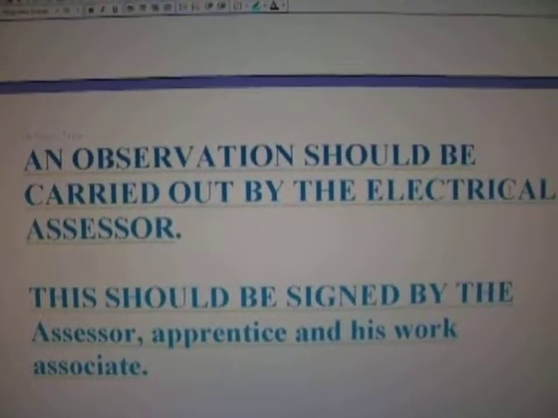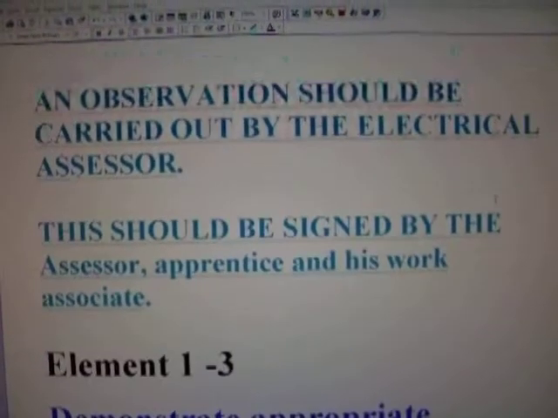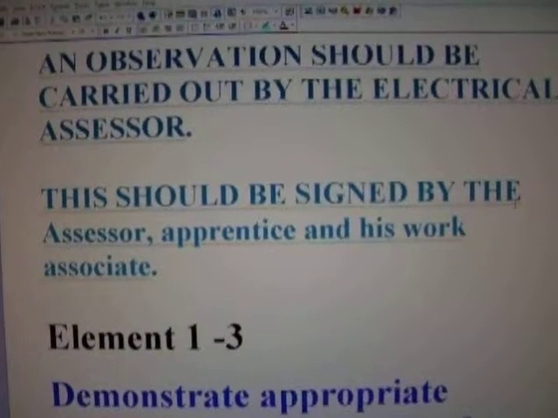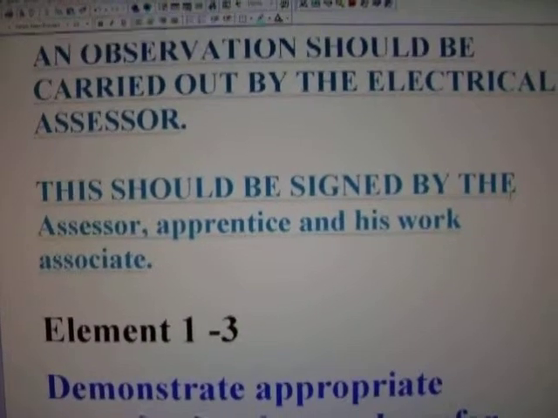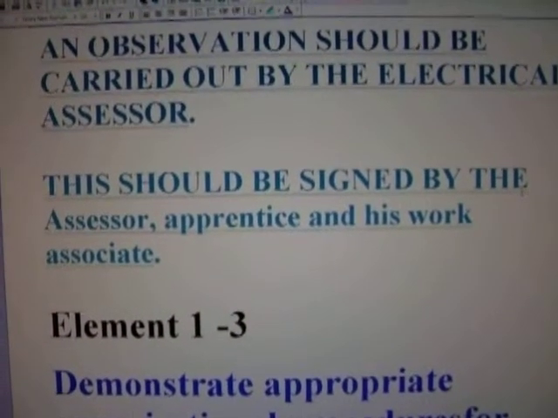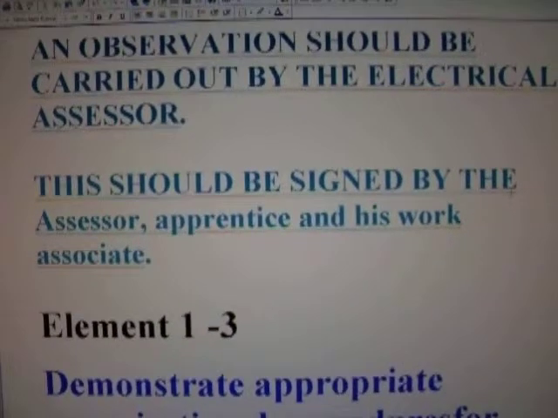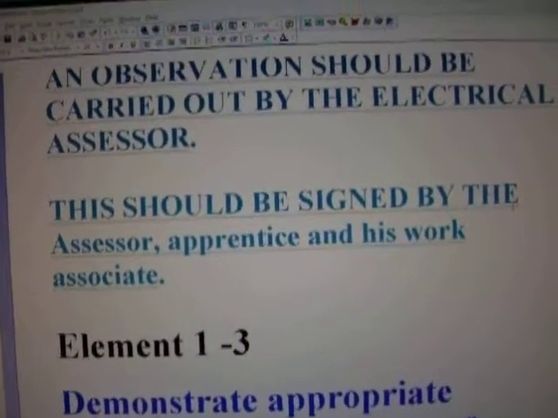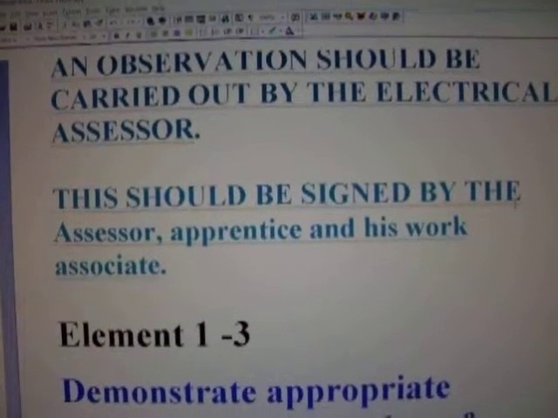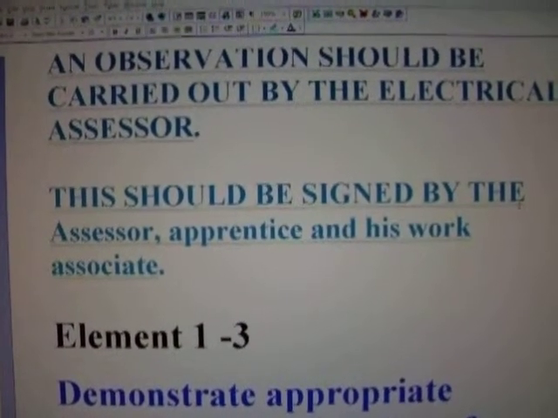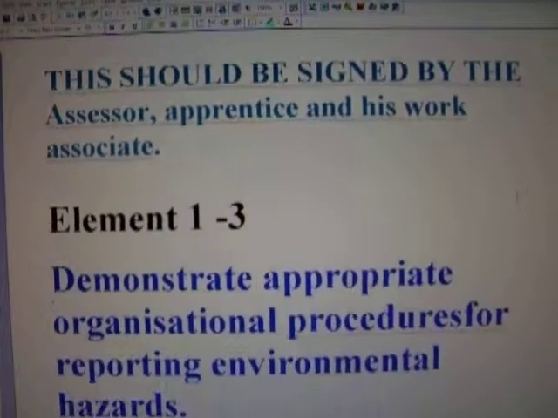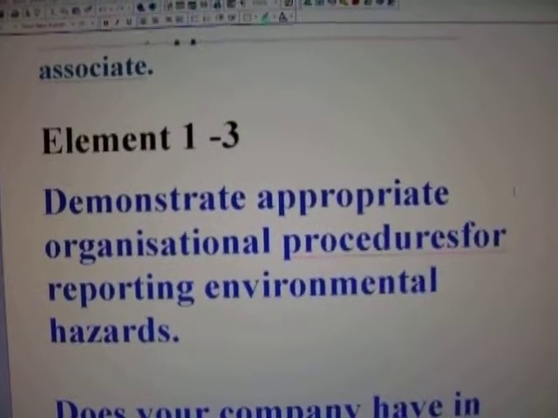Now, an observation should be carried out by the electrical assessor of some sort. Okay. This should be signed by the assessor, apprentice, and his work associates. This gives the observation credit, and it means that it stands in better stead, because it's not only the assessor who has seen you, but someone else has confirmed that you are doing the work you should be doing there. Okay.